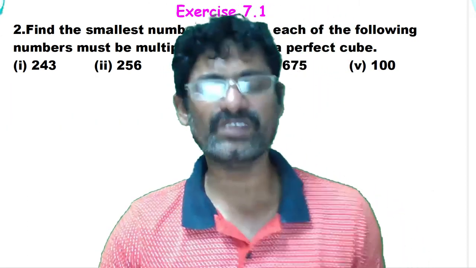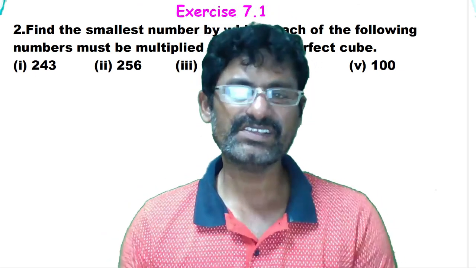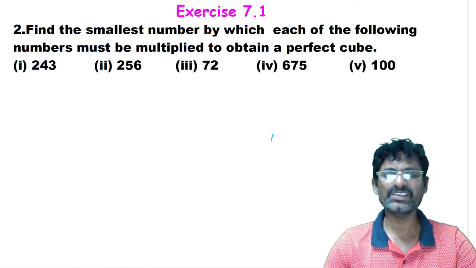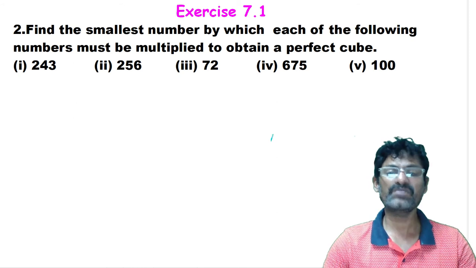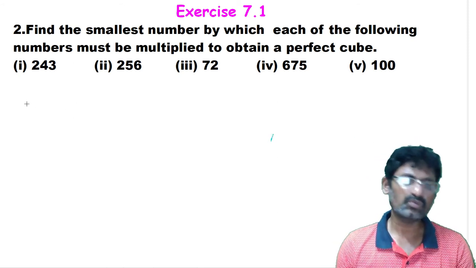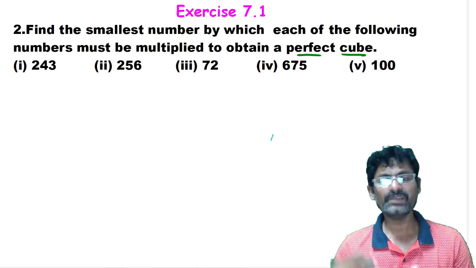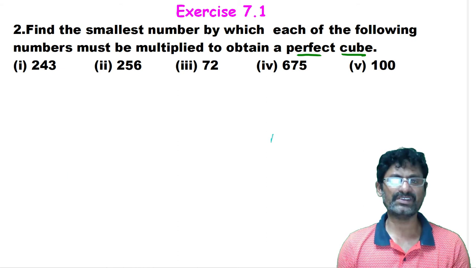Let us quickly go through the lesson. In this lesson, let us do second problem, exercise 7.1. Find the smallest number by which each of the following numbers must be multiplied to obtain a perfect cube. Before going to do first problem, what is a perfect cube? If a number can be divided into product of three equal numbers, then that is a perfect cube.